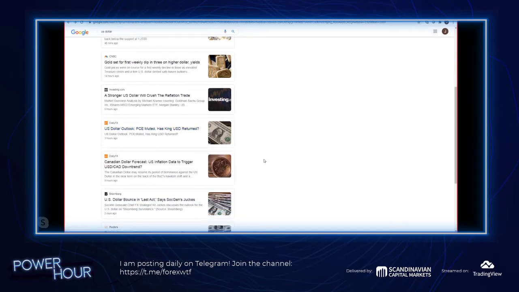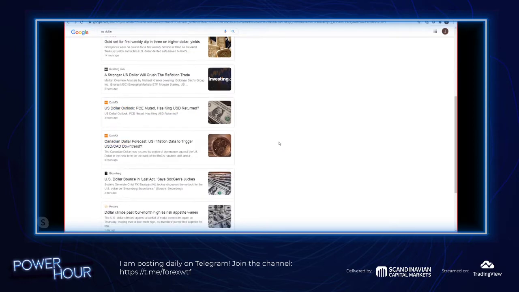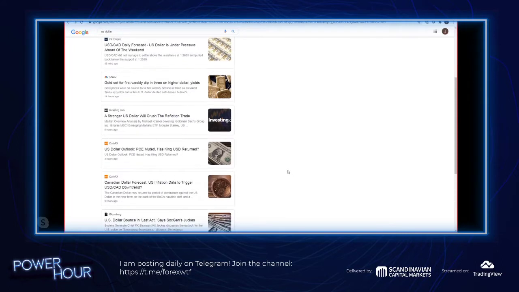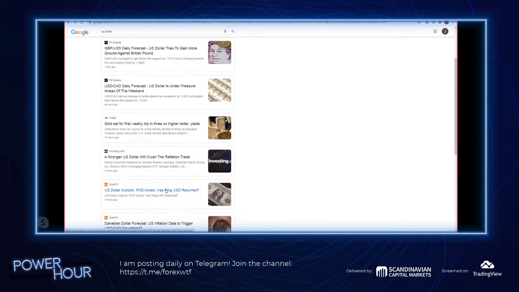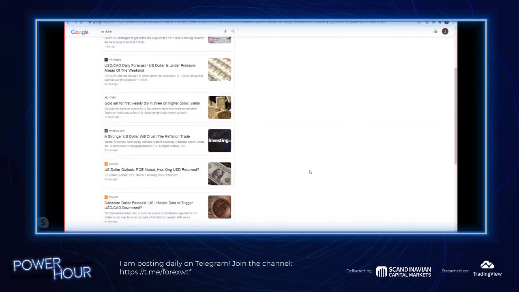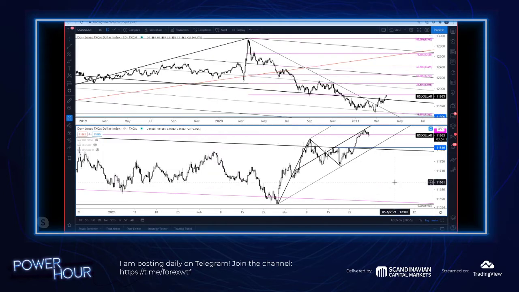DailyFX, a place I used to work actually, has a headline: King Dollar returned. I don't think DailyFX was talking about King Dollar back in January. It would not have been popular to do so. But now we are talking about King Dollar. The mere fact that King Dollar has entered the lexicon once again indicates to me that the easy part of this dollar long trade is over. All right, so let's look at the dollar.